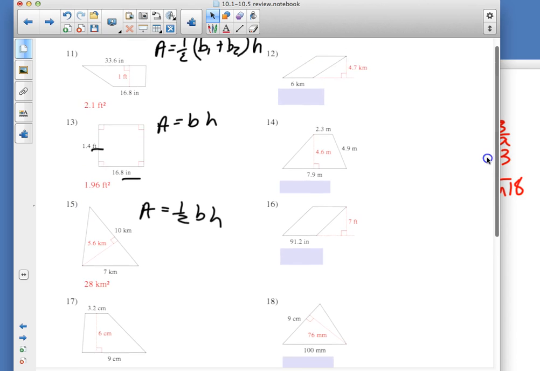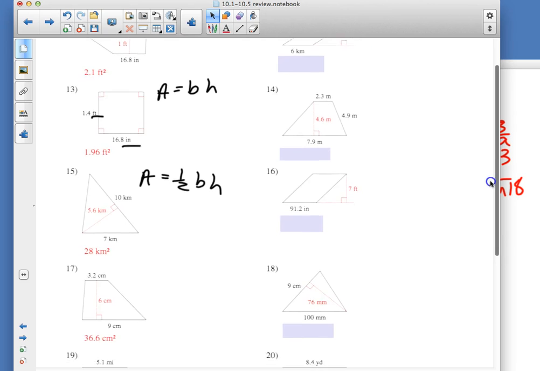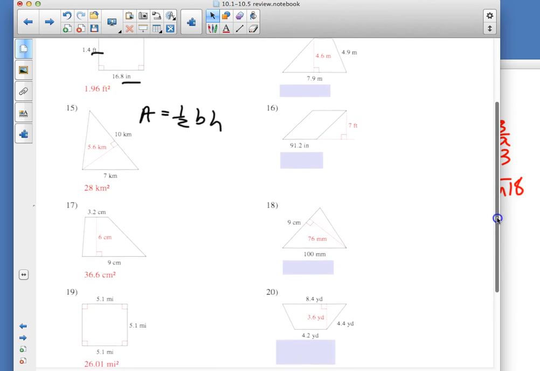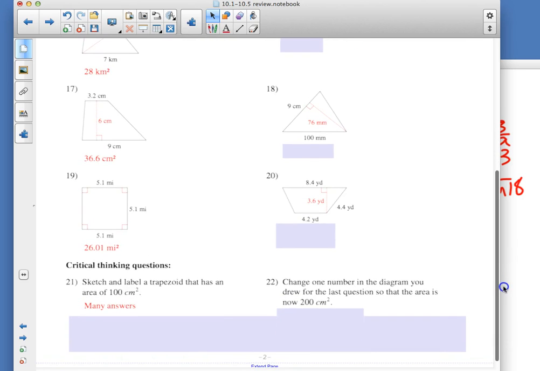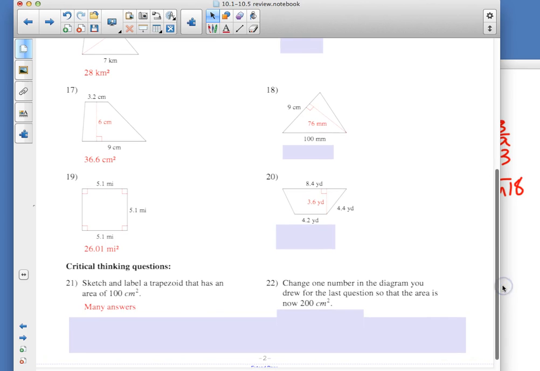Once again, 11, 2.1 feet squared. 13, 1.96 feet squared. 15, 28 kilometers squared. 17, 36.6 centimeters squared. 19, 26.01 miles squared. And 21 is just multiple answers. I'll look at it. Yes, sir.